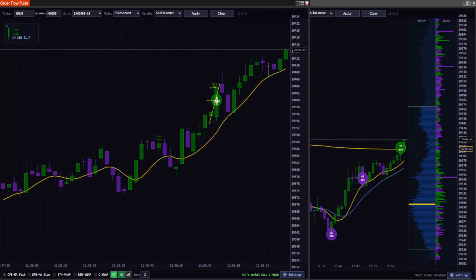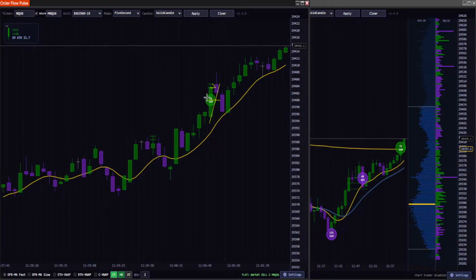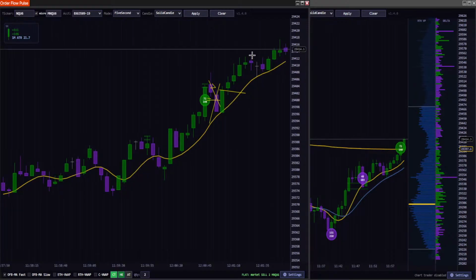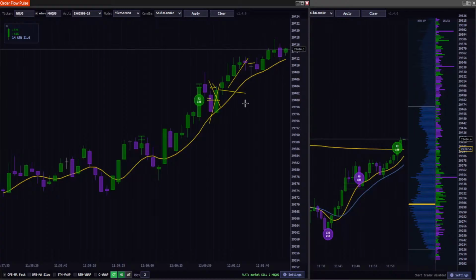We had 148 aggregated volume, 72 single order. We had a micro pullback right here. Once we closed above this, I kind of got in. Once we started basing around here, I just cut the trade and be done with it.